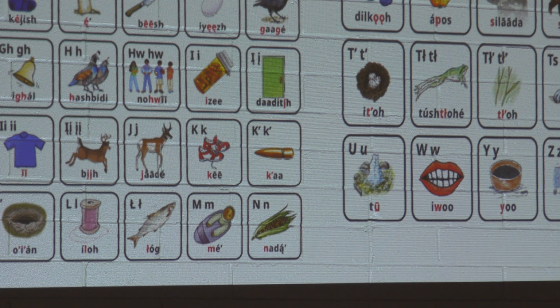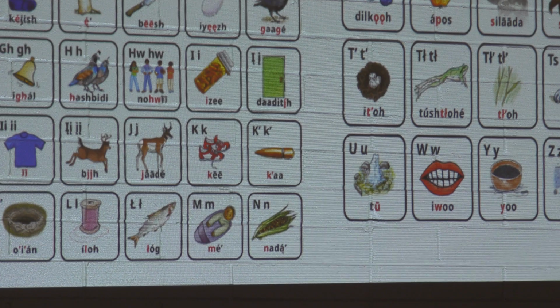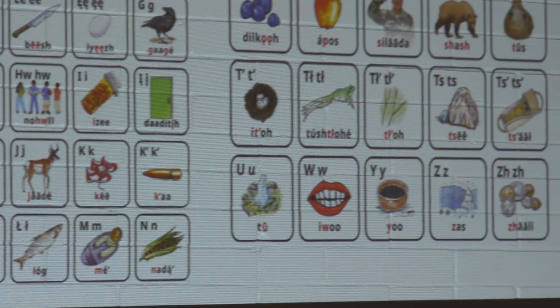Then you have a plain L, ilo, red. Then you have the barred L, that's kind of an L with a little slash through it, as in clock, and clock means fish. Then you have an M as in mec, baby. And then you have an N as in naton, corn, maize.